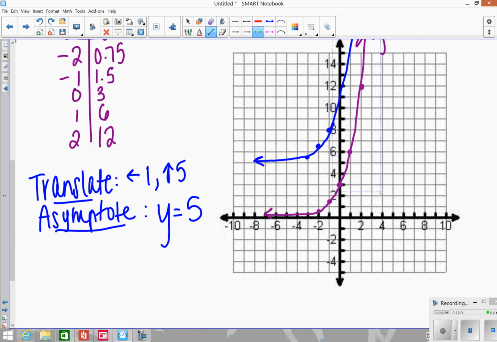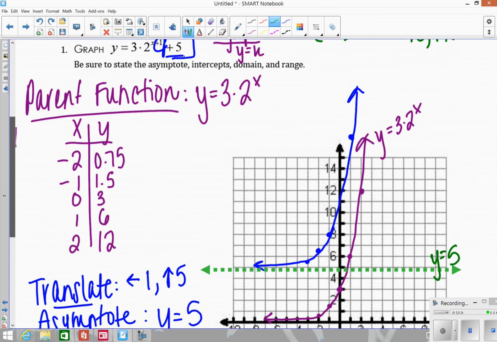And I'm going to graph only this final asymptote, not the original, just because I want to show you this and I don't want it to be confusing. So this is the y equals 5. That's the asymptote of my actual graph. So my actual graph is y equals 3 times 2 to the x plus 1, plus 5.